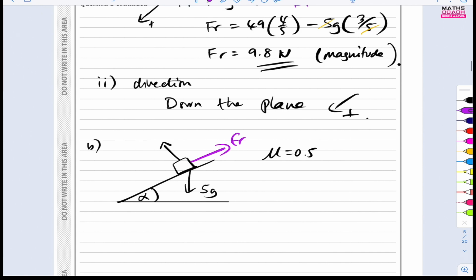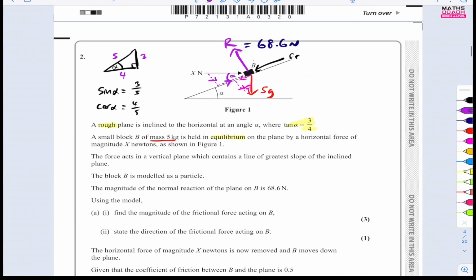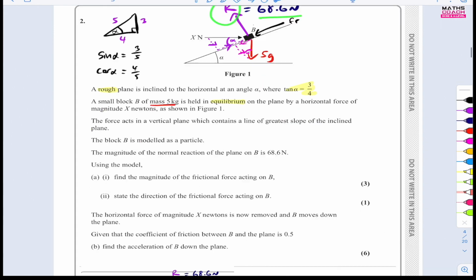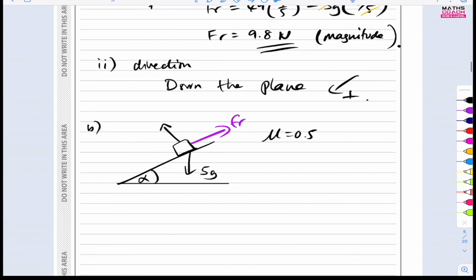Secondly, in the old situation, the R value was 68.6 given to us. Is it still the case that the R value would be 68.6? No. The reaction force will change. So that's going to be R, unknown. All right? That's it. This is your diagram.